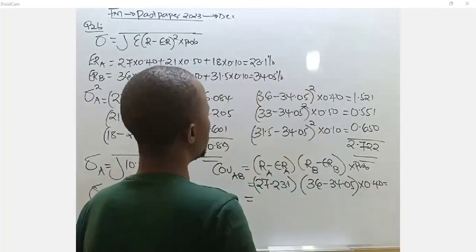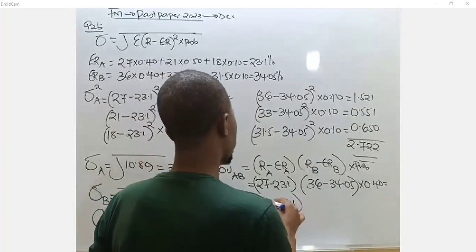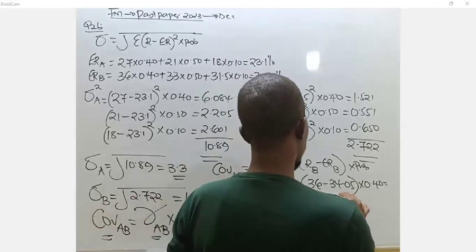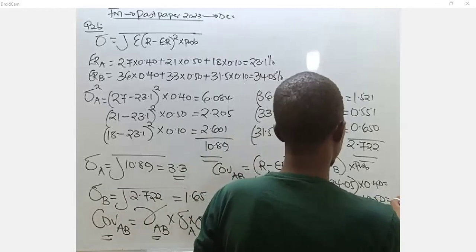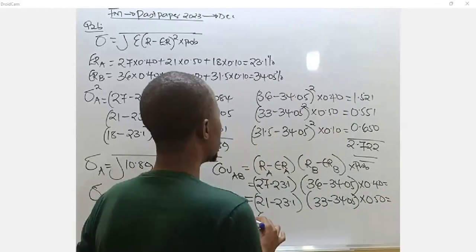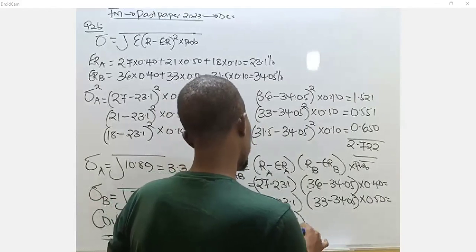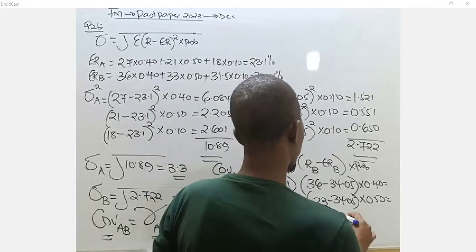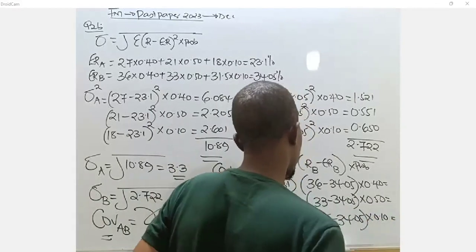The second one will be how much? 21 minus 23.1, then the other one will be 33 minus 34.05. We multiply by 0.50. Then the last one will be 18 minus 23.1, right? The other one is 31.5 minus 34.05, multiplied by 0.10. Correct.